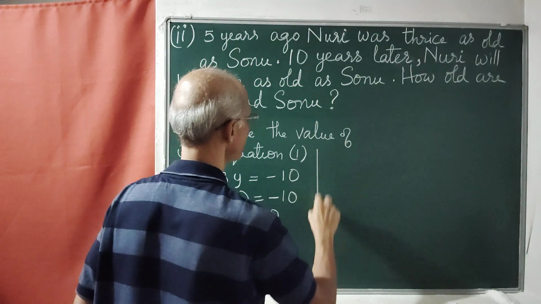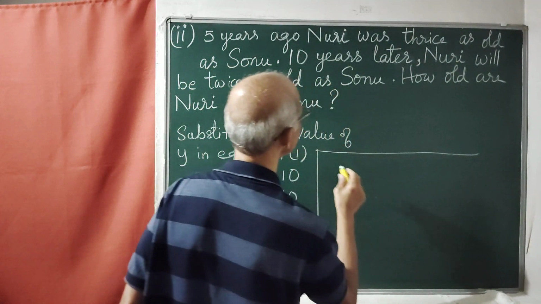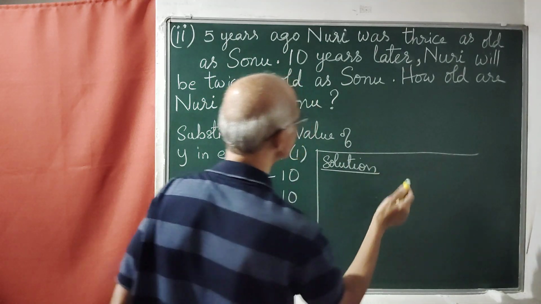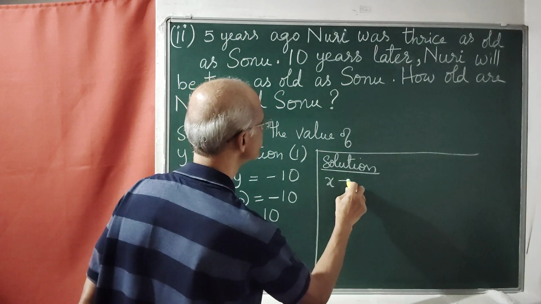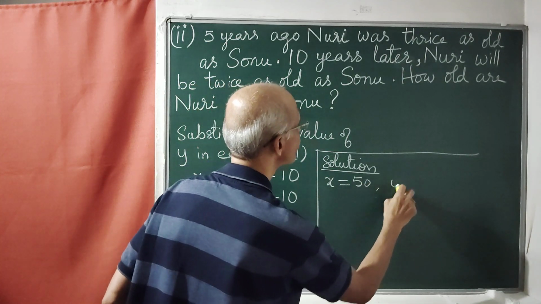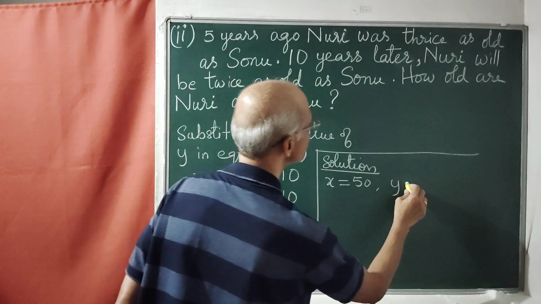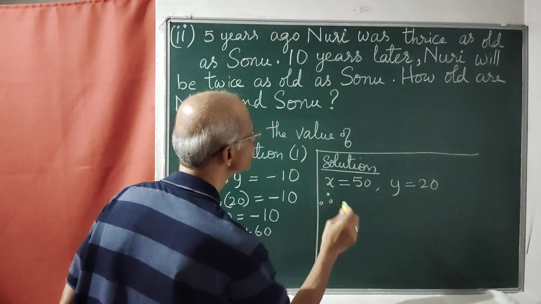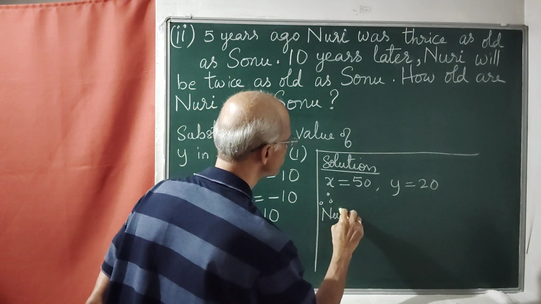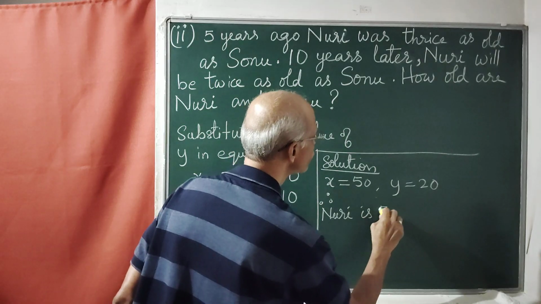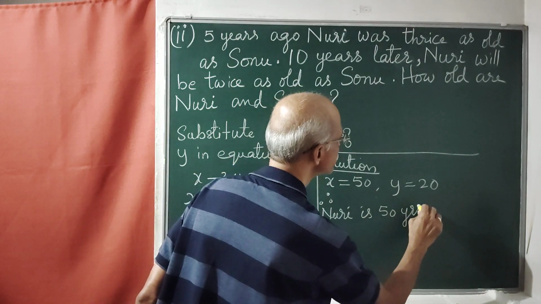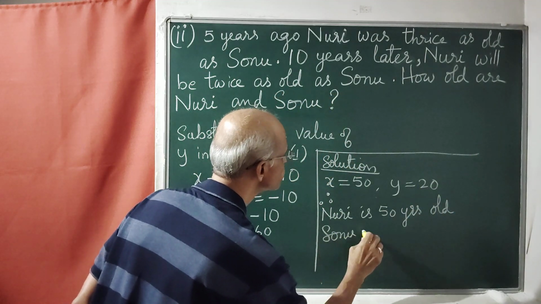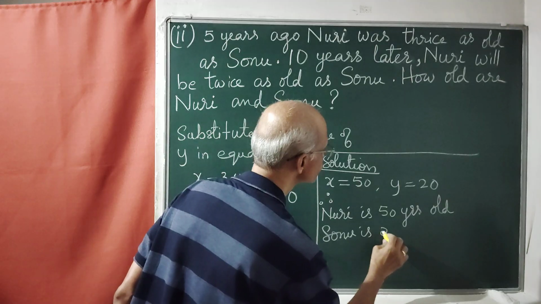So the solution: X equal to 50 and Y is equal to 20. Therefore, Noori is 50 years old and Sonu is 20 years old.